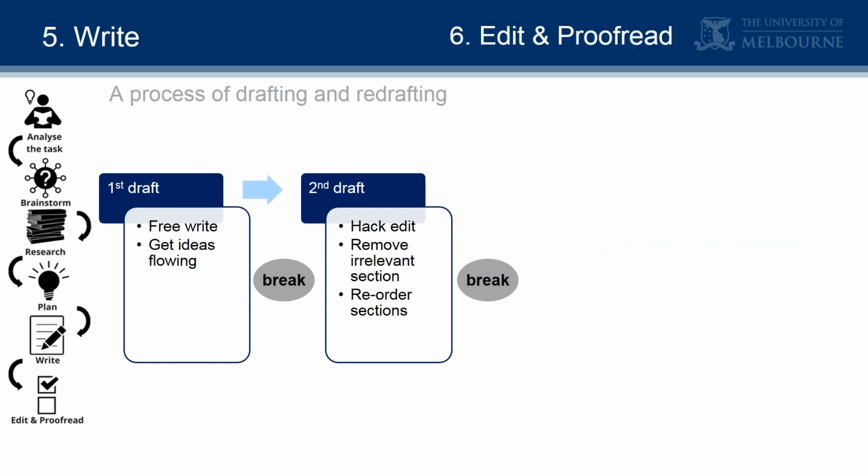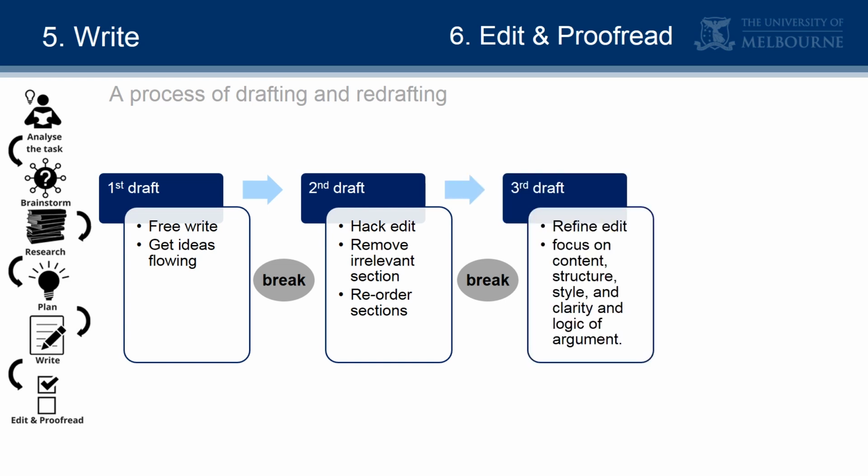This is where the writing stage moves into the editing and proofreading stage. In your third draft, focus on content, structure, style, and clarity and logic of argument. You might want to edit several times, each time focusing on a different aspect, such as expression and clarity or referencing.